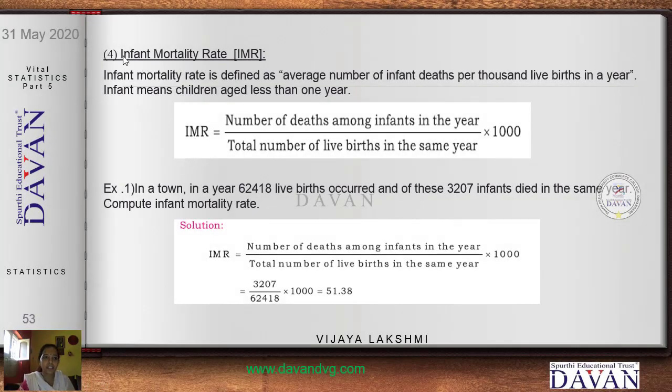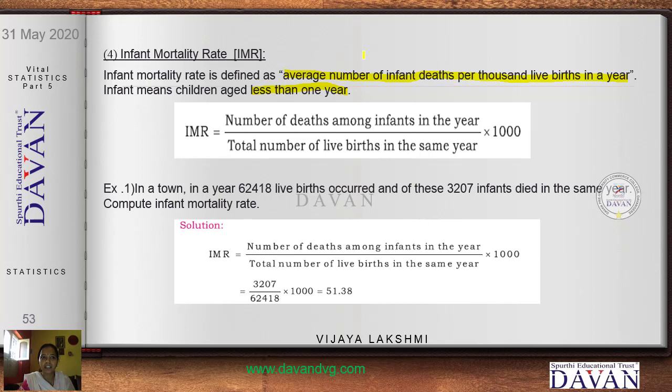So the fourth one is infant mortality rate, which is defined as the average number of infant deaths per 1000 live births in a year. So infants are the children who are less than 1 year. So what basically this says is, on an average, how many children who are less than 1 year have died, and this count is to be taken per 1000 live births in a year. So if we have a group of 1000 live births happening in a year, on an average, how many infants have died?